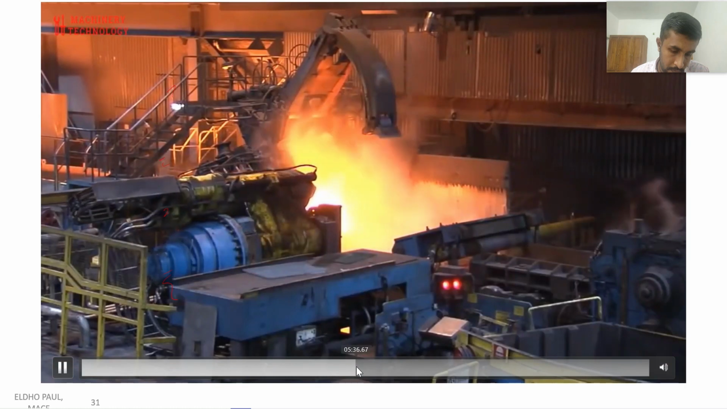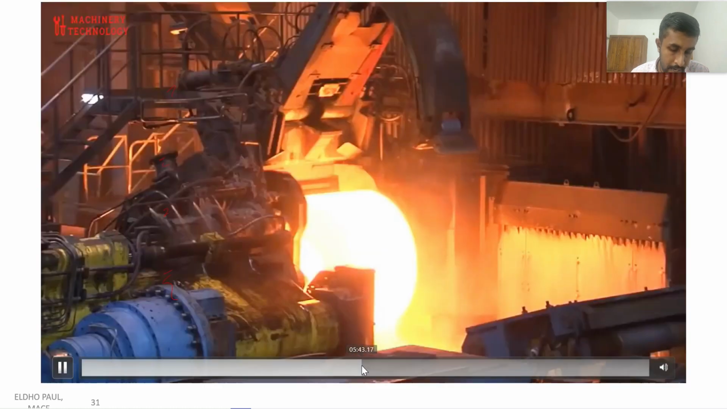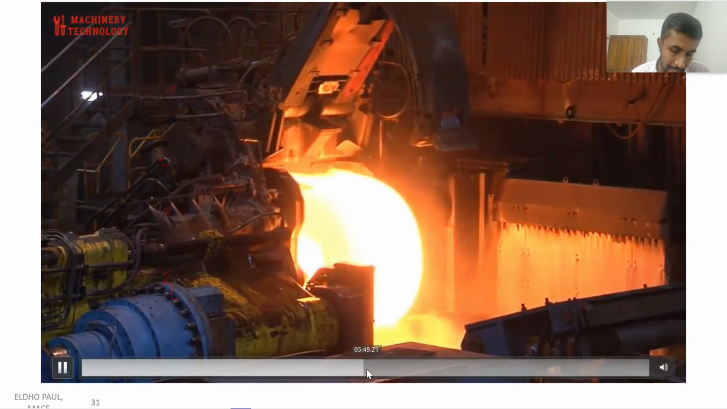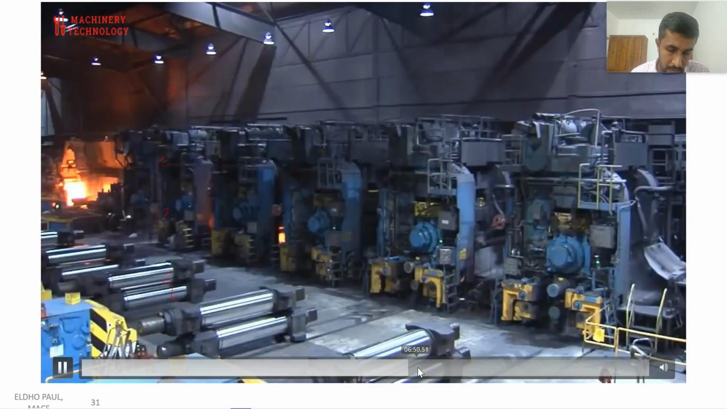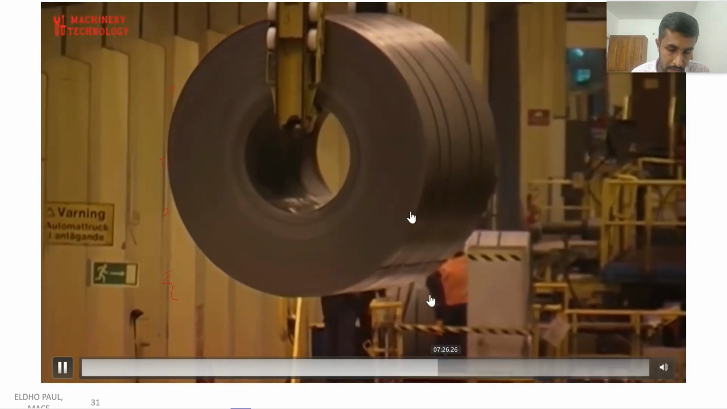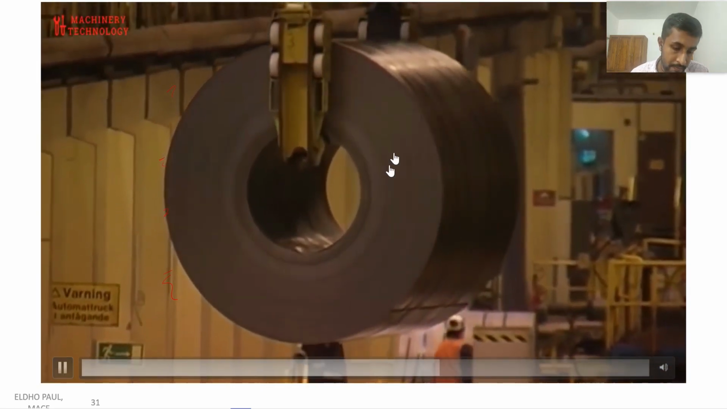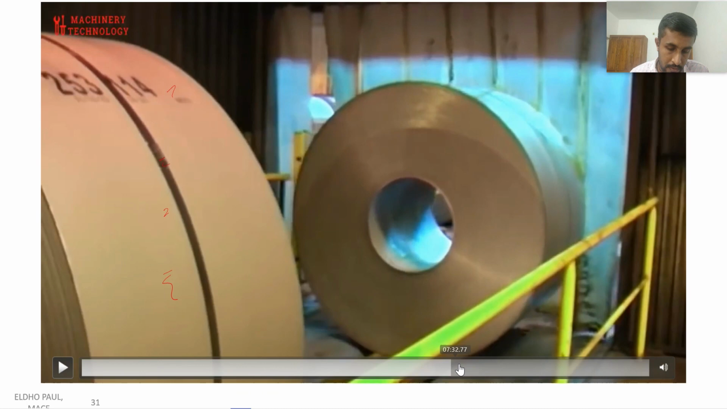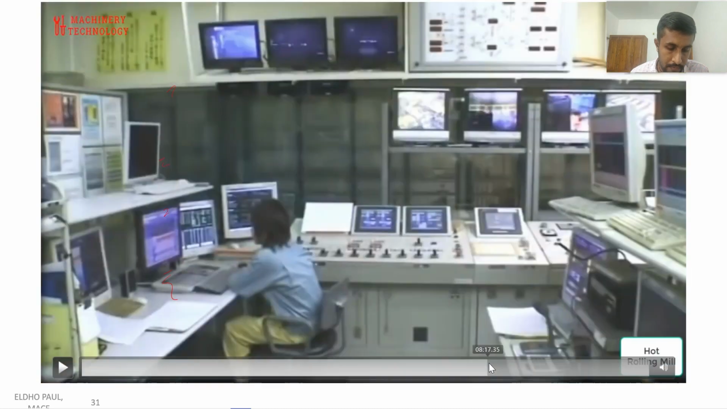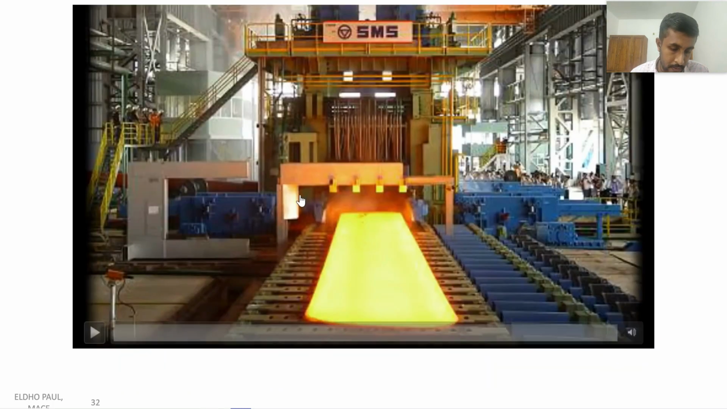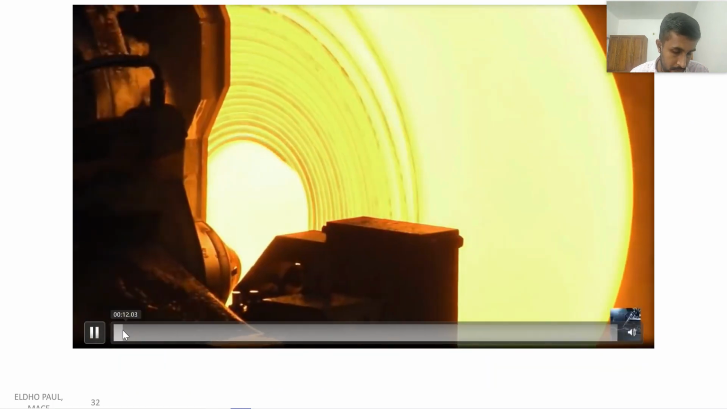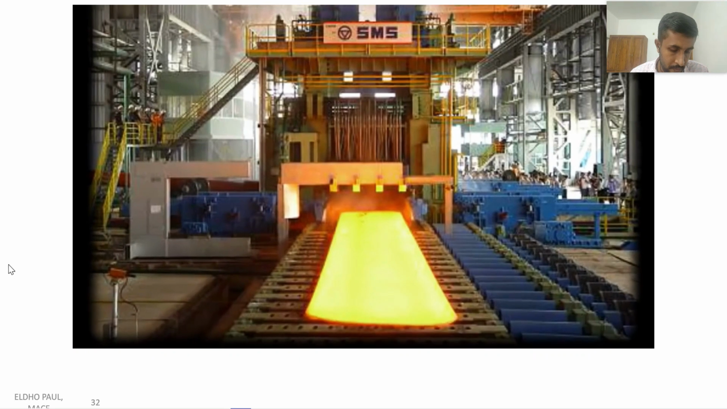So after that, finally after rolling, we get this type of reel, the final product. A very huge industry. This is the final sheet material, which is used for different applications. Okay, so this is the process.